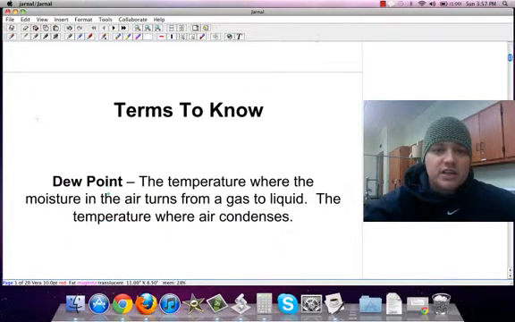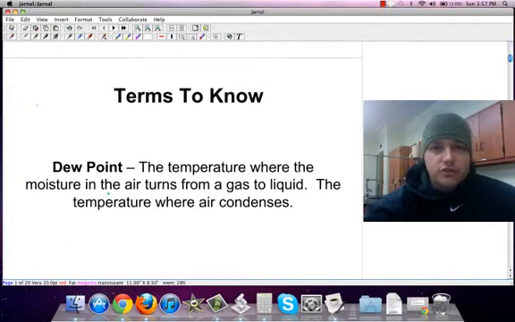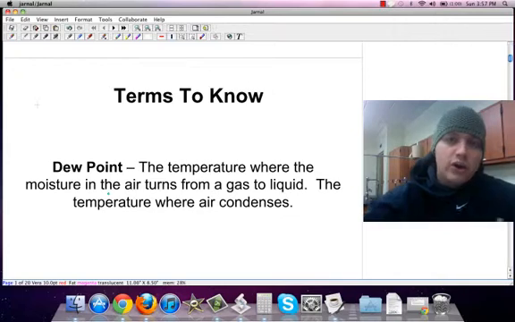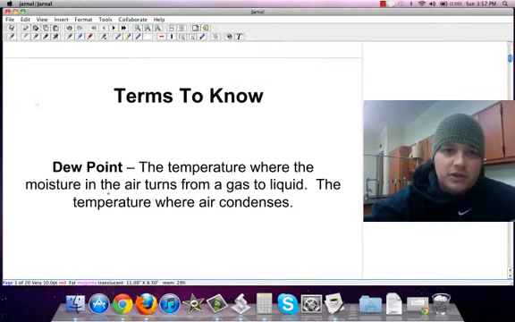There are two terms that you need to know to start off. The first is dew point. This is one that you're going to hear quite a bit. This is probably going to be the first of many hundreds of times over the course of the next couple weeks that you're going to hear this term referenced.